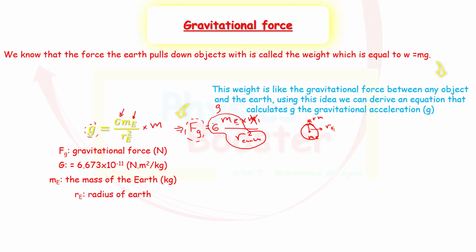Because in our case, for example, Earth, g is constant, the mass of the Earth is always constant, and the radius of Earth is always constant. This is just some extra information so we can understand where the constant g came from.